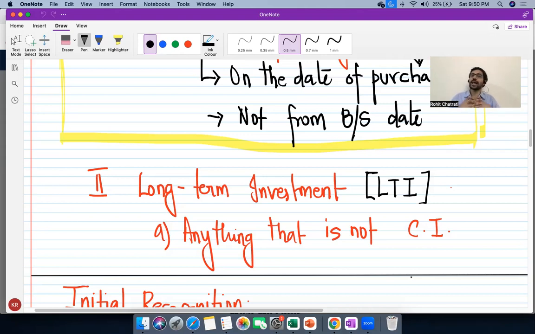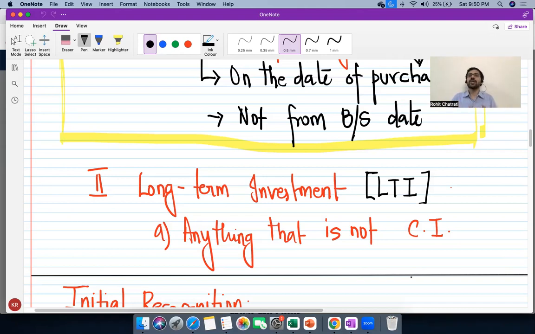In the next session, we'll go through the journal entries. We've not even started with the accounting. That is the core part of the chapter. Obviously, we're going to learn the accounting or preparation of a ledger for investment account.